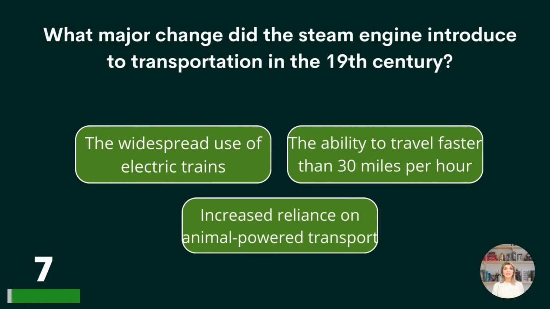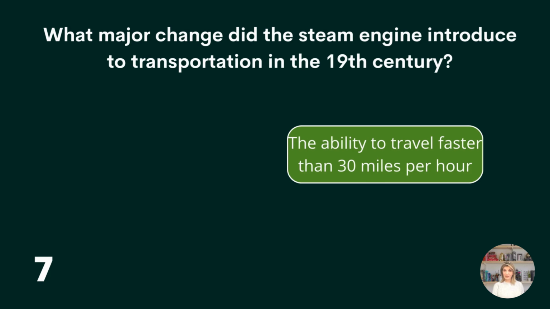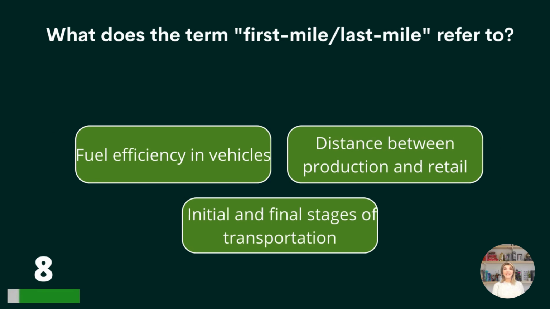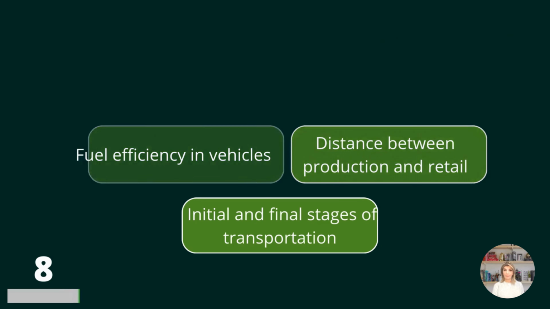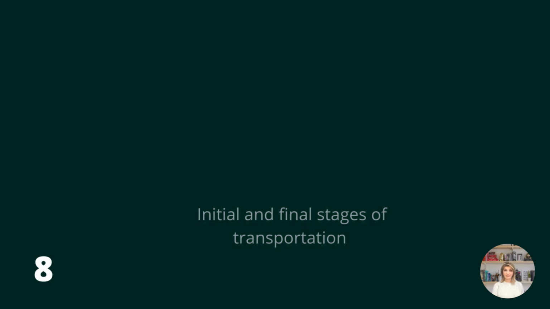What major change did the steam engine introduce to transportation in the 19th century? Widespread use of electric trains, the ability to travel faster than 30 miles per hour, or increased reliance on animal-powered transport? The ability to travel faster than 30 miles per hour. What does the term first mile, last mile refer to? Fuel efficiency in vehicles, distance between production and retail, or initial and final stages of transportation? Initial and final stages of transportation.